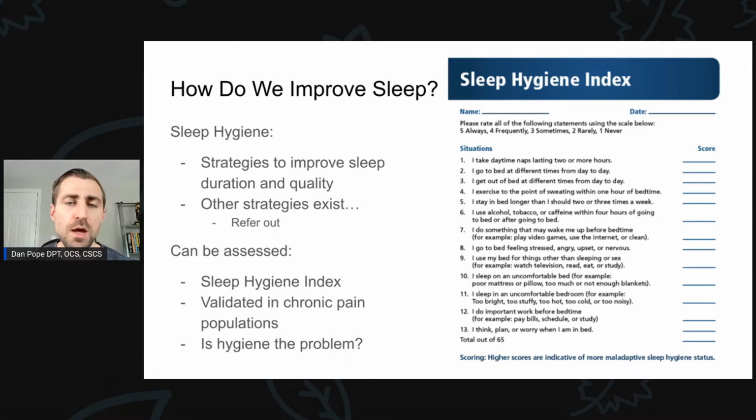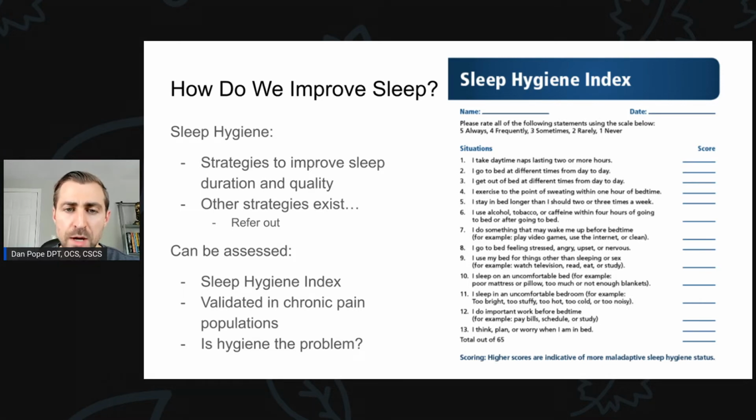Okay. But I want to go through this sleep hygiene index because it gives you an idea of what we're looking for in our patients to see what we can improve, right? So basically, you give your patients this sleep hygiene index, you put your name and the date on there, and it says, please rate all the following statements using the scale below. 5, always. 4, frequently. 3, sometimes. 2, rarely. 1, never.